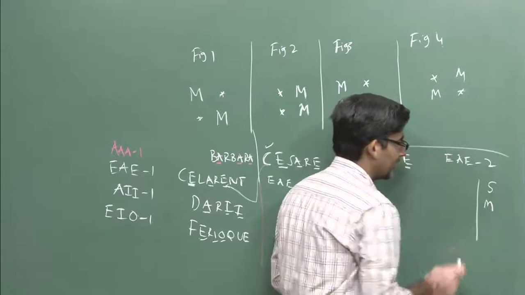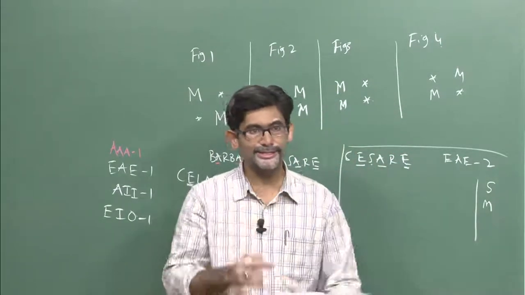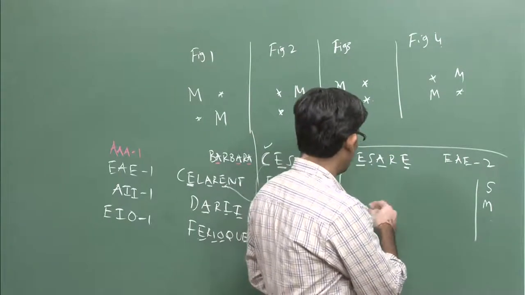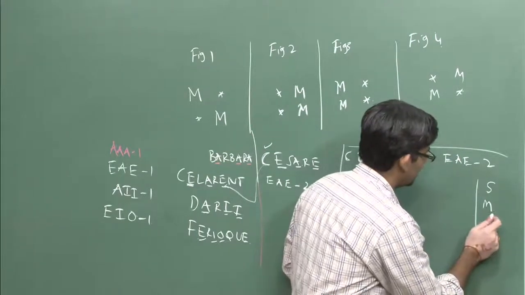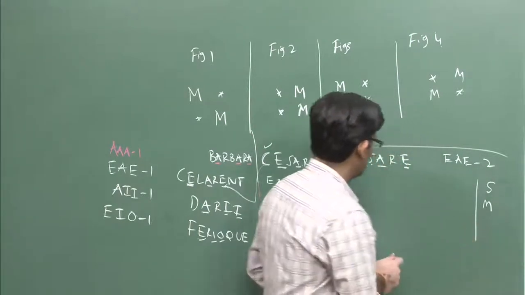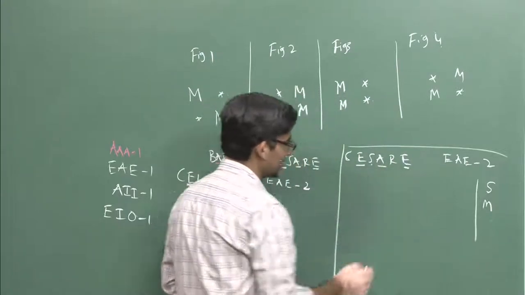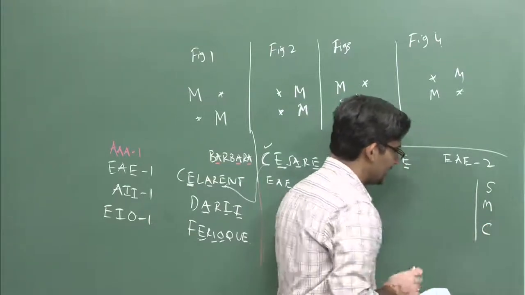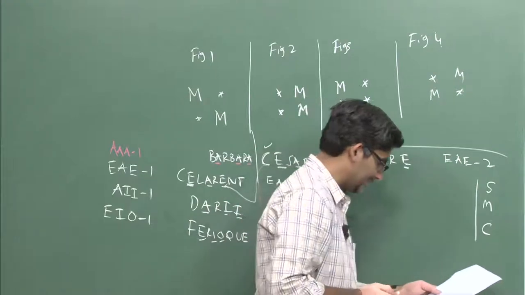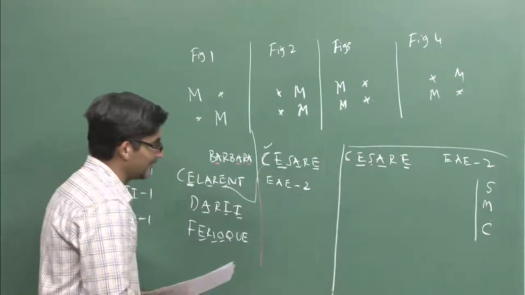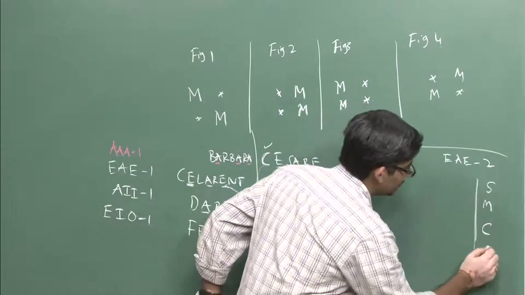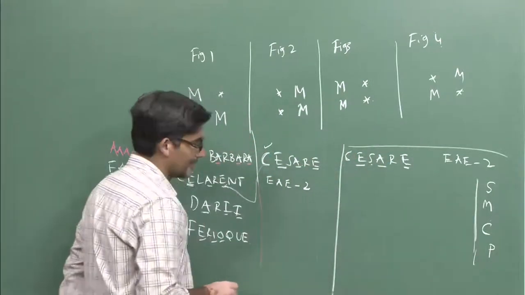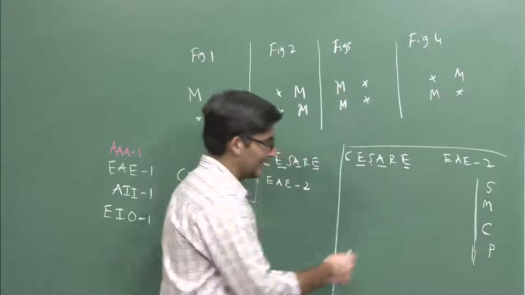And then if you have the letter M, that means you need to interchange the premises a little bit. Right now we don't have any such letters here. Then C is a letter which you will find a little bit later, and we will talk about that a little bit. And there is one more letter which is called P, which talks about per accidens, which we will talk about a little bit later.